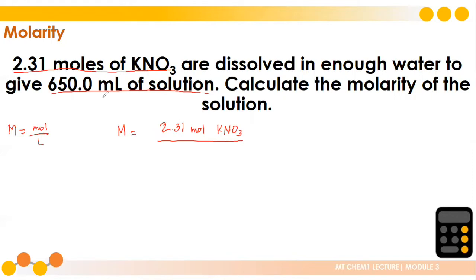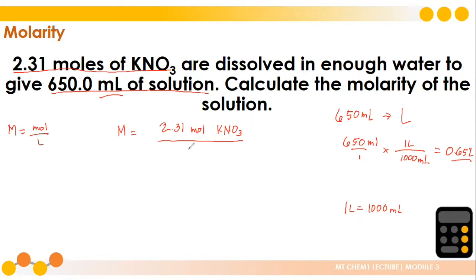But as seen in our given, we have here milliliters. So what we need to do is convert 650 ml to liters. What is the equivalent of liters to ml? We have 1 liter is equal to 1,000 milliliters. So we have 650 ml, and we multiply it by 1 liter over 1,000, and then you will get the answer of 0.65 liters. This is what you will be using as a given for liters in our equation.